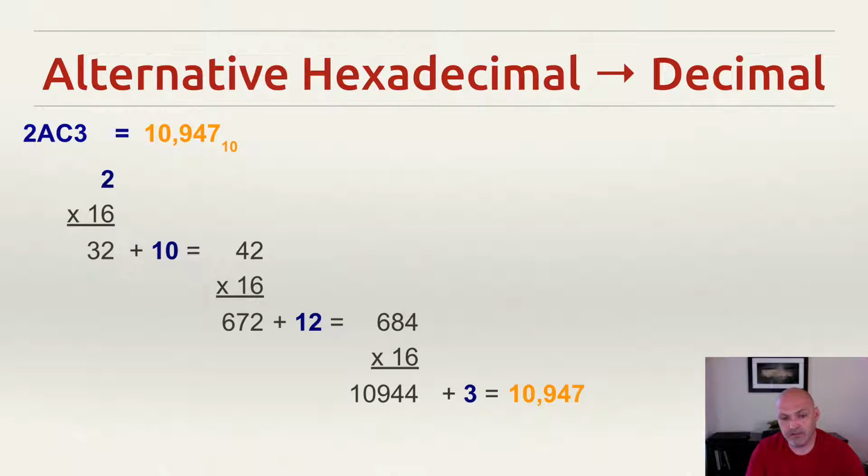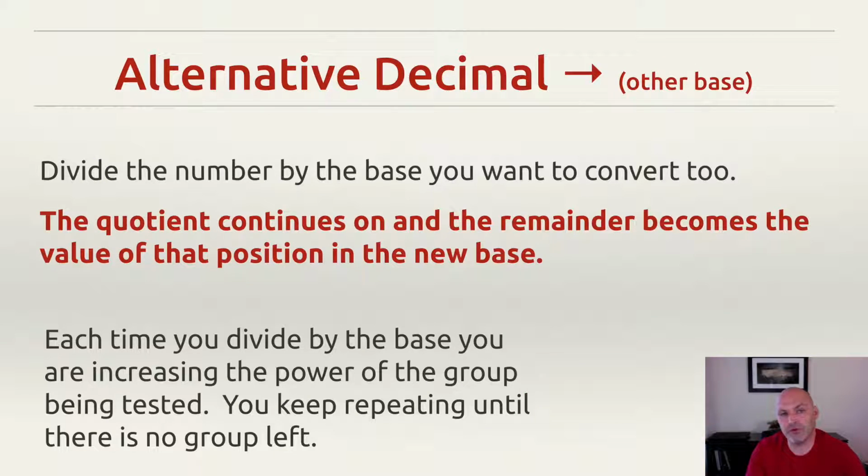Multiplying that by the base of 16, I end up with 10,944, and then I add in my last value of 3 for a grand total of 10,947 base 10. Now that we've seen the alternative version of going from another base to decimal, let's look at the alternative version of going from decimal to another base.